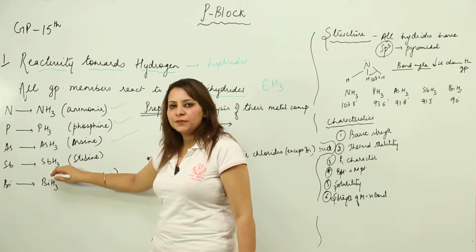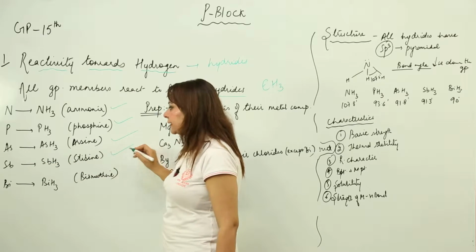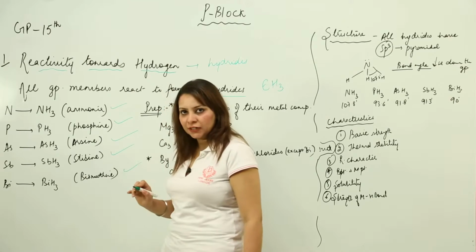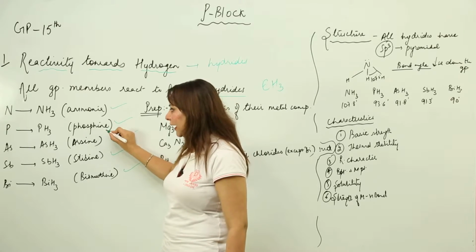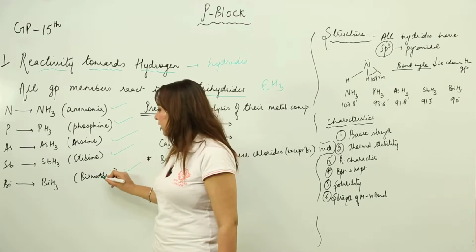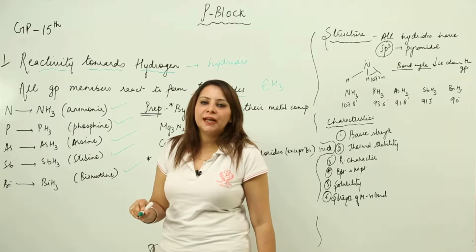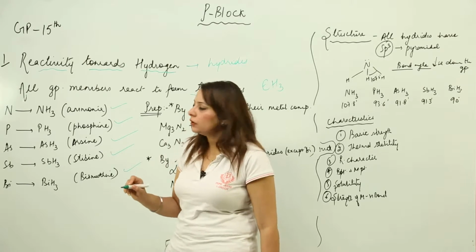Antimony forms antimony hydride, called stibine, and bismuth forms bismuth hydride, called bismuthine. I think that's right. Ammonia, phosphine, arsine, stibine and bismuthine. So these are the common hydrides which they form, that is in the formula of EH3.